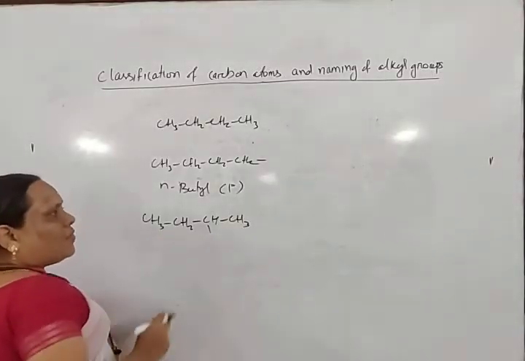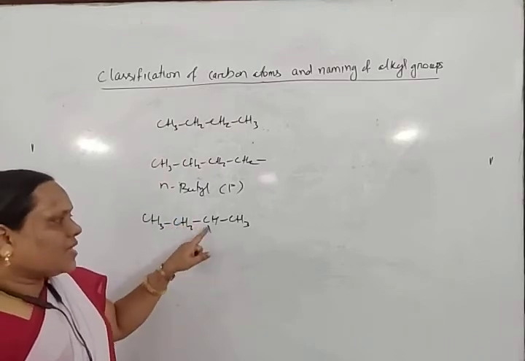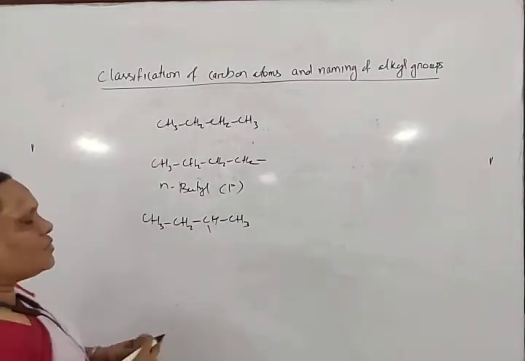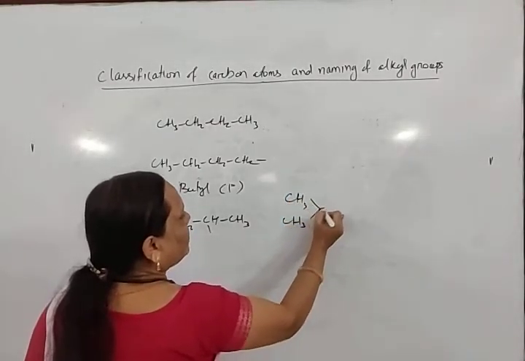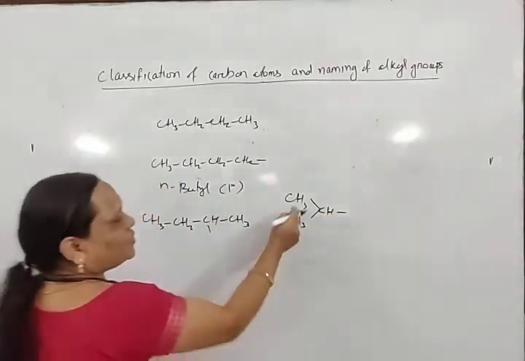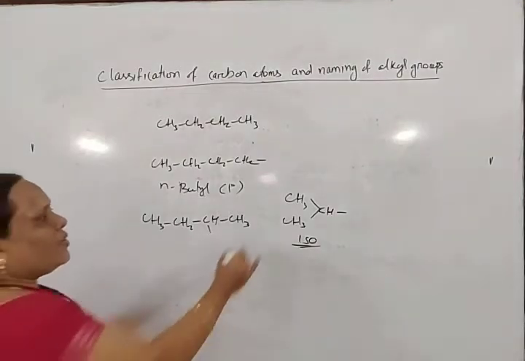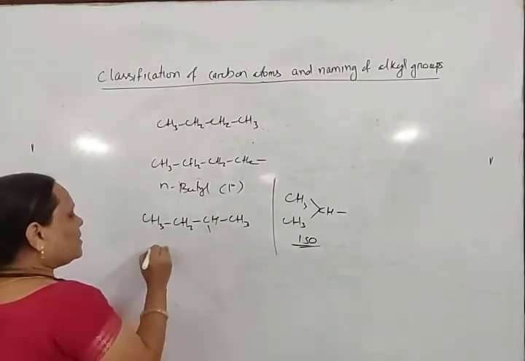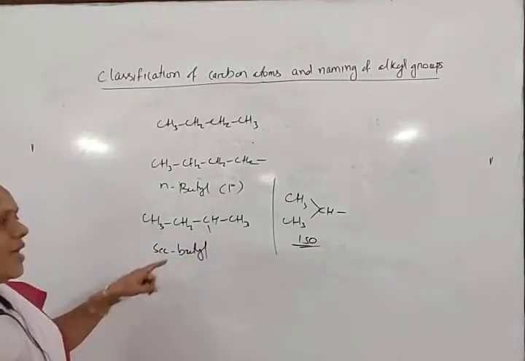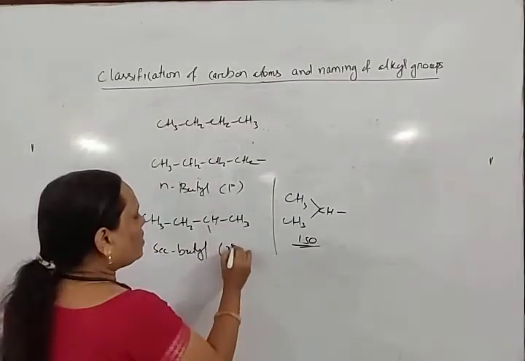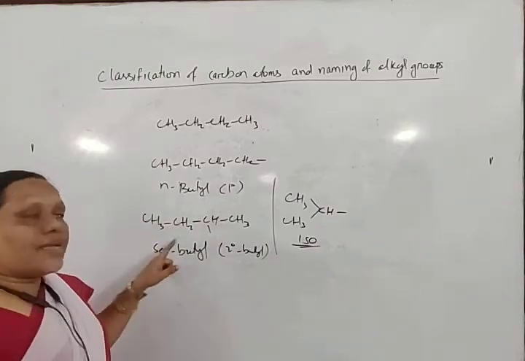So this is not known as isobutyl, because on the second carbon there is no methyl group, there is no iso group. If a group is present at the end like this, at the end point, that is known as an iso group. So this is not an iso group, but this is a secondary butyl group, a 2-degree butyl group.